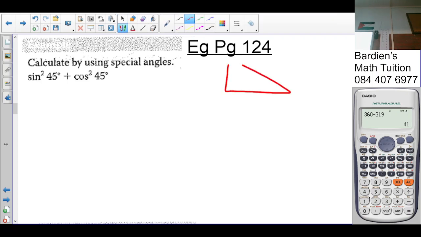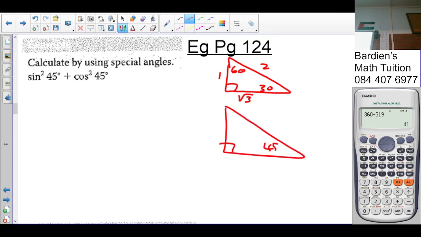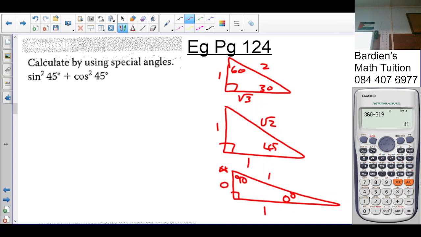There are three. There's 30, so it's 1, 2, root 3, 60. The next one is for the isosceles triangle, 45, 1, 1, root 2. And the one that is not a triangle, but it works for what we're looking at, is 90. So it's 0, 1, 1. You must memorize this. For every sum for now, just write it down. At the end of the next exercise, the homework, you should know how to recall it.